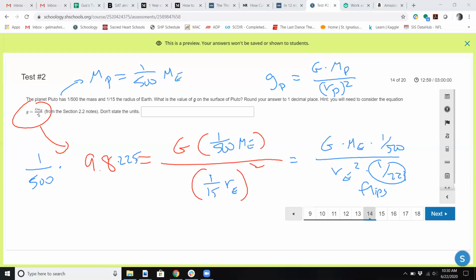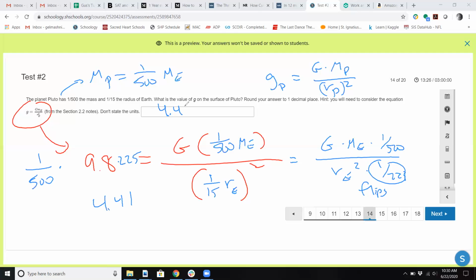So it's going to be 9.8 times 225 divided by 500. You get 4.41. If somebody just put 4.5, I gave you full credit as long as you showed some work. But I said round to one decimal place, so it should be 4.4. That would be the answer for that one there.